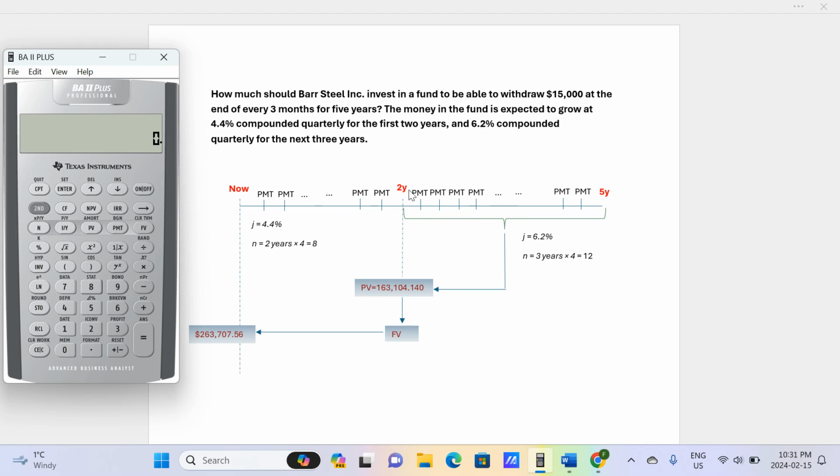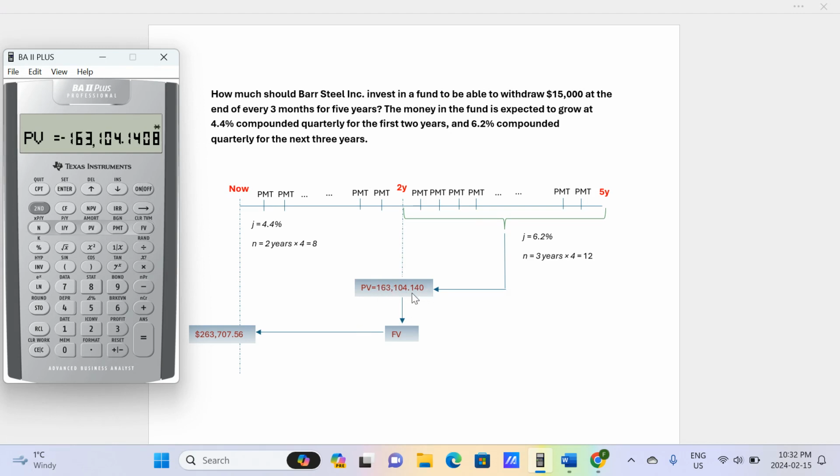So how many payments do we have during the 3-year period of time? Payments are quarterly. They withdraw $15,000 at the end of every 3 months. So after 3 years, the number of payments would be 12. That's N. During the 3-year period, the rate is 6.2%, so 6.2 is IY. I'm looking for PV. How much is the size of each payment? $15,000. That's PMT. Zero future value, and then compute PV.